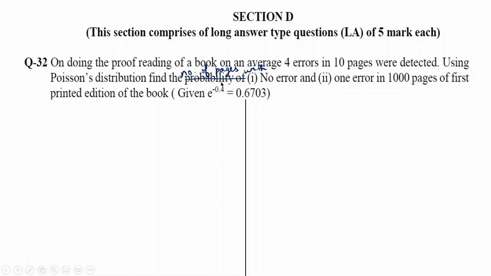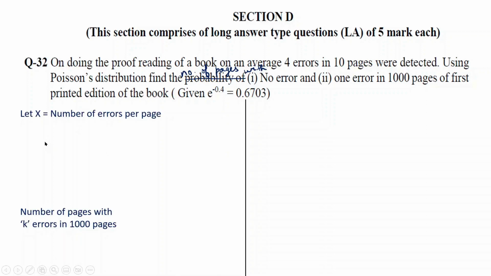So here we can see that for Poisson distribution, the parameter is lambda, that is the mean. Here the mean is given as 4 errors in 10 pages. So let us take the random variable x as number of errors in one page, and then the average is given, that is lambda. It is 4 by 10, which is 0.4. So here we can see that the random variable x follows Poisson distribution with parameter lambda, and we have lambda as equal to 0.4.